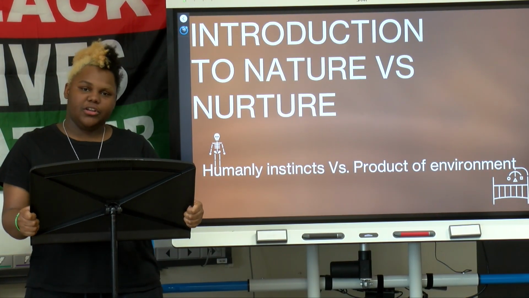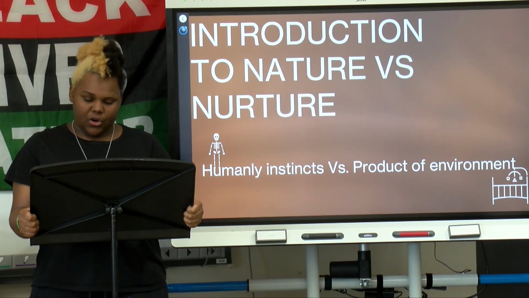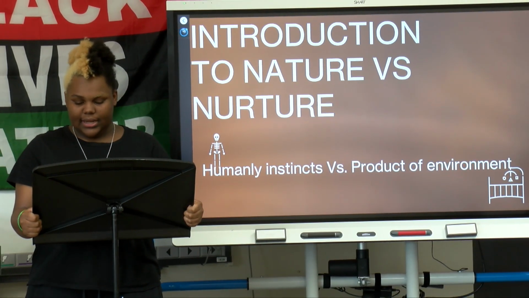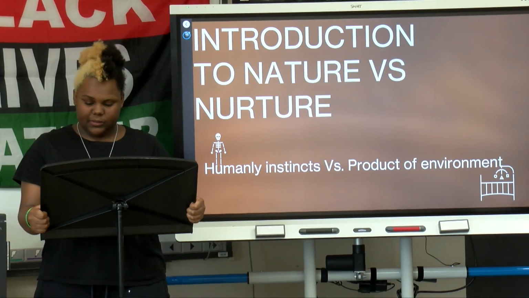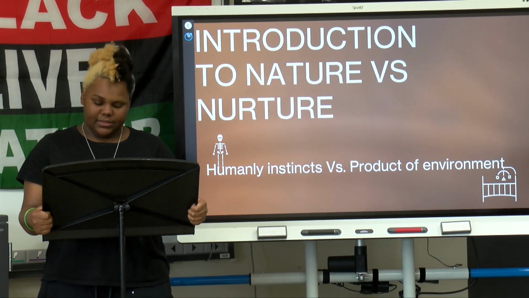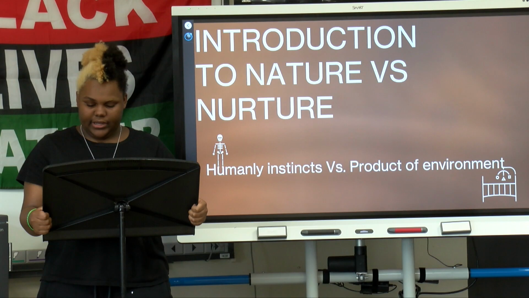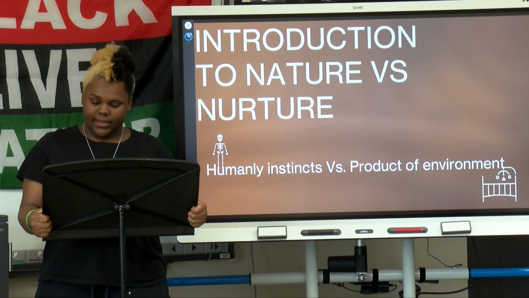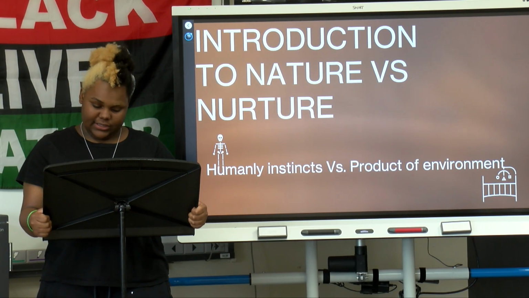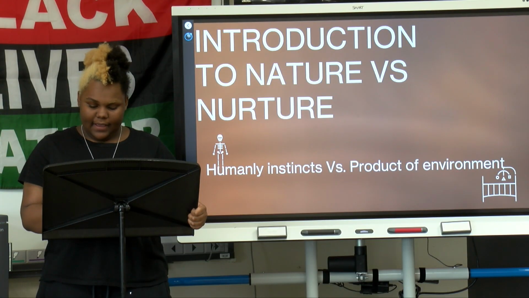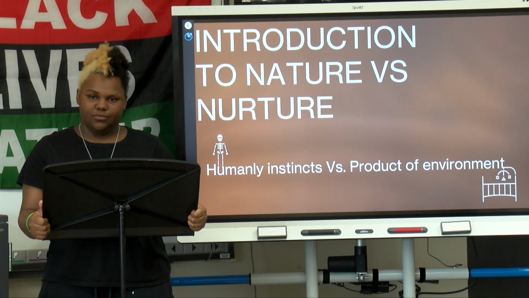Well, this is the argument of nature versus nurture. According to the National Library of Medicine, an estimated 62.8% of adults in the U.S. have experienced an adverse childhood experience, or an ACE. An ACE is a traumatic experience that you go through before the age of 18. Nature and nurture both have significant roles in your life.